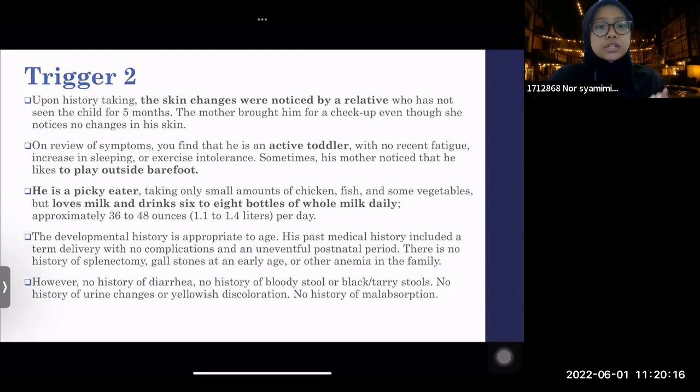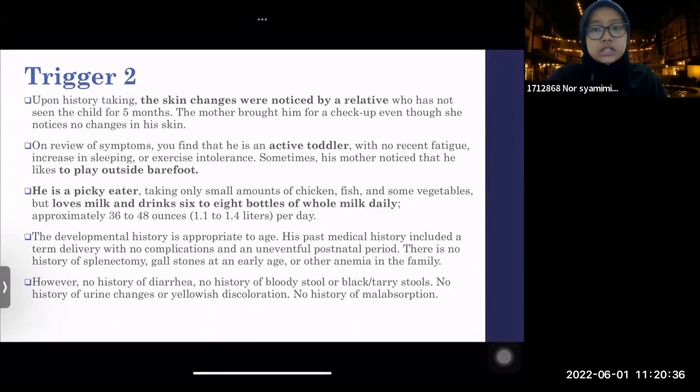And other history was unremarkable. So the important points here that I would like to highlight is that the skin changes is only noticed by the relative who has not seen the child. This indicates that there's a slow development of the pallor. And then also there's a picky eater and also excessive intake of whole milk. Whole milk is actually cow's milk.